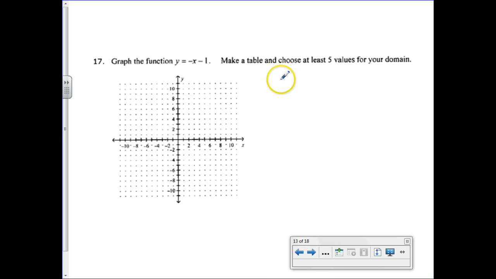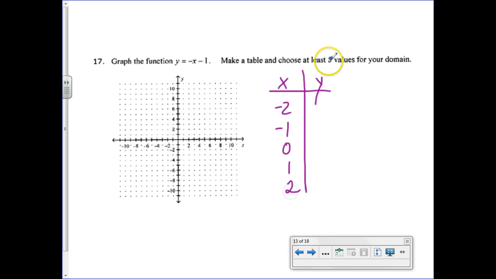Same thing with number 17. Watch these negative signs, people. Choose at least 5 inputs for your domain. Now, this negative sign out front is like -1 times whatever x is. So when I put in -2, that's 2 minus 1, which is 1. -1 times -1 minus 1. Oh, my goodness, you get 0.